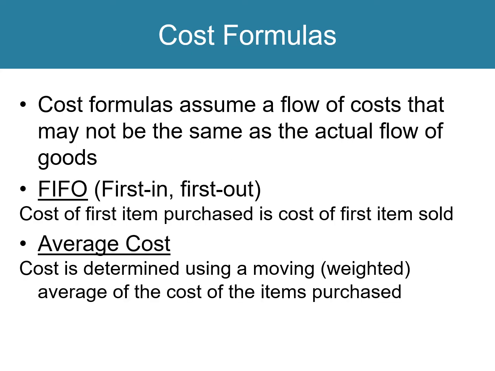Cost formulas assume a flow of costs that may not be the same as the actual flow of goods. So when you buy something, that doesn't mean that you're going to sell it right away. There are two methods for costing merchandising products, something called FIFO, or first in, first out. This means that the cost of the first item purchased is the cost of the first items sold. Then there's average cost. The cost is determined using a moving or weighted average of the cost of the items purchased.